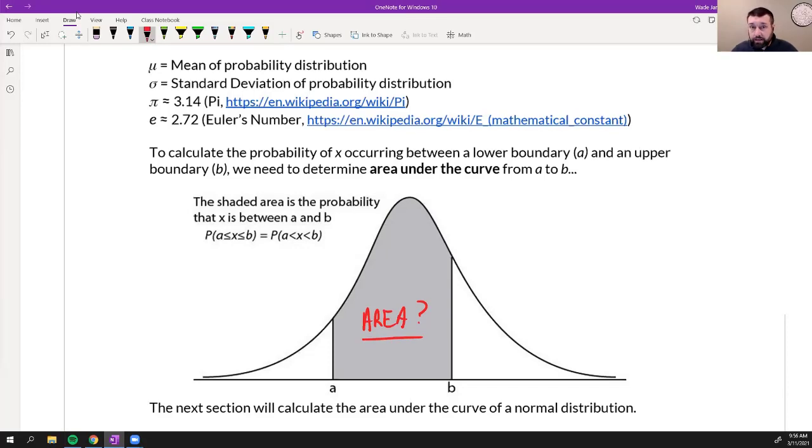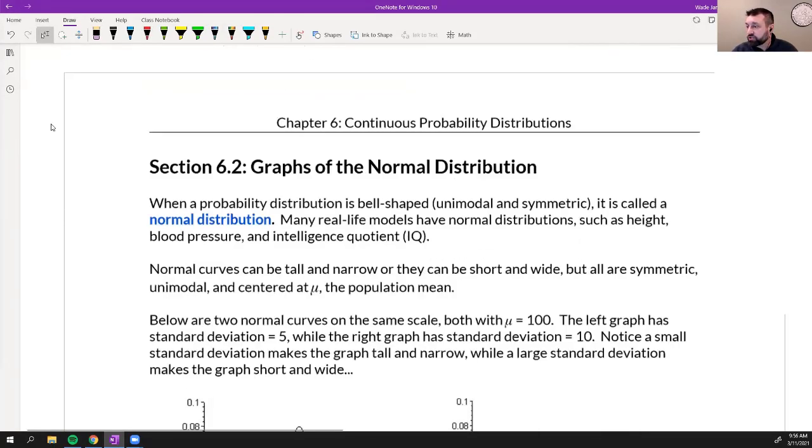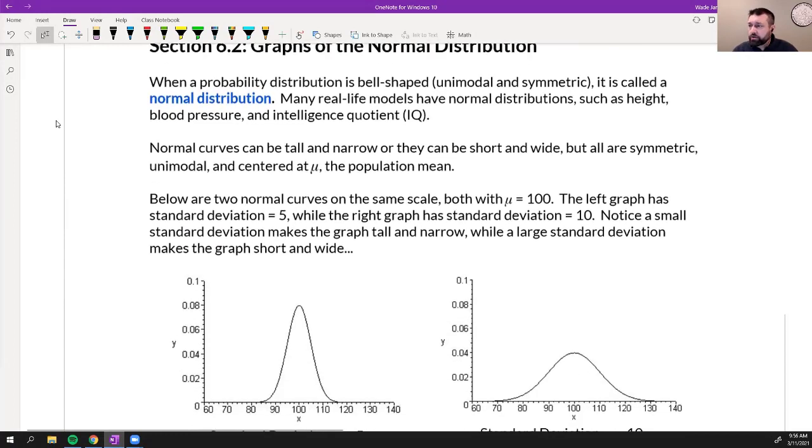Well, first, before we get into finding the area of a normal distribution, let's talk about exactly what is a normal distribution. So a normal distribution is bell-shaped, it's unimodal, and it's symmetric. So these are all very important characteristics of a normal distribution. There are also two very important factors in a normal distribution: the mean, which we're going to call mu, and the standard deviation, which is sigma. And so we have mean and the standard deviation.